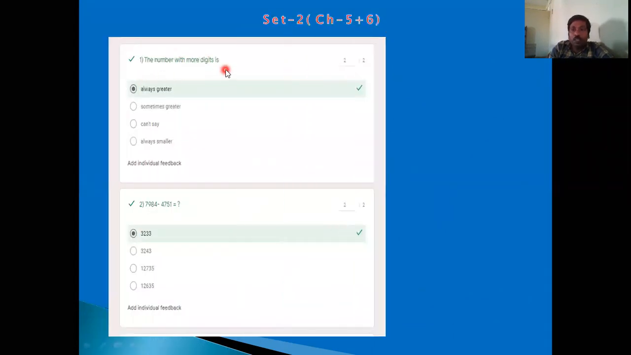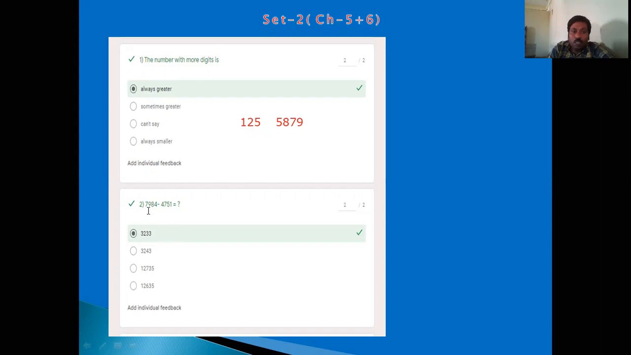The number with more digits is always greater. How can we solve it? How can you understand it? Let us take an example to compare two numbers: 125 and 5879. It has 3 digits, it has 4 digits. So according to this statement, the number with more digits is always greater. There is no possibility that if the digits of a number are greater, it is not greater. So it means our answer will be first.